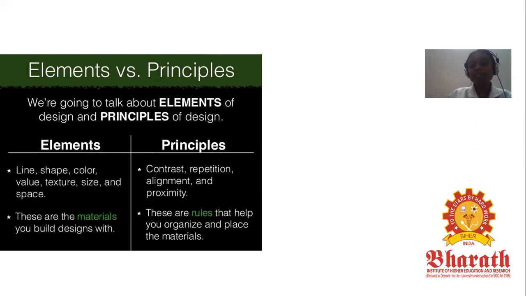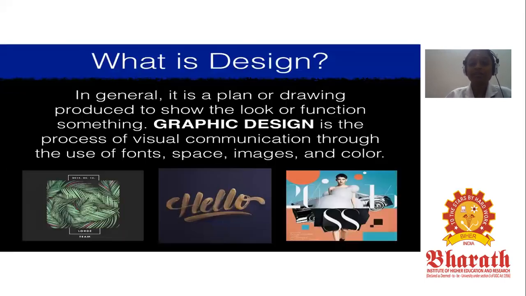Next one is principles of design. The principles of design include contrast, repetition, alignment, and proximity. These are the rules that help to organize and place the materials of the design. When you make a design, you can definitely follow these rules and regulations. Repetition is very important, like contrast and alignment. Mainly you can focus on alignment and practice.